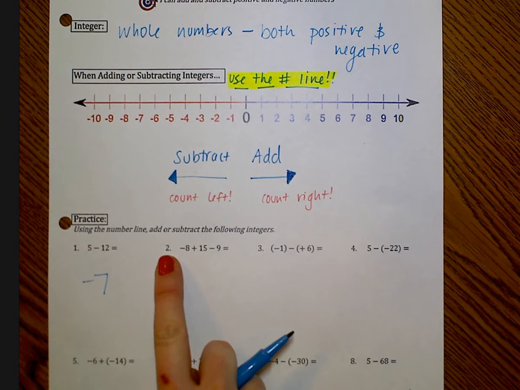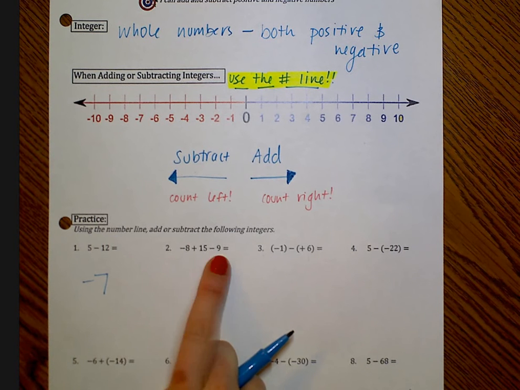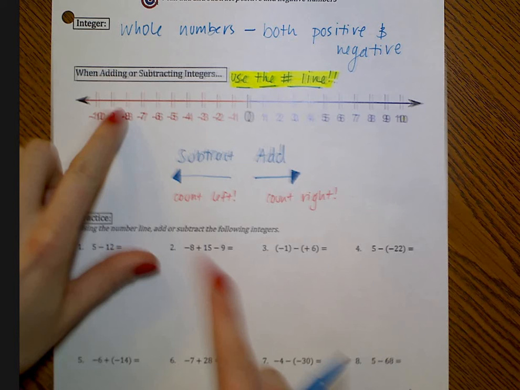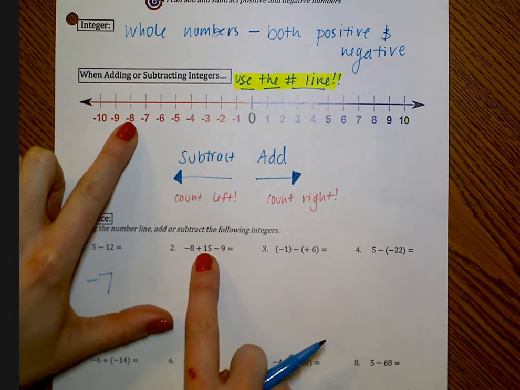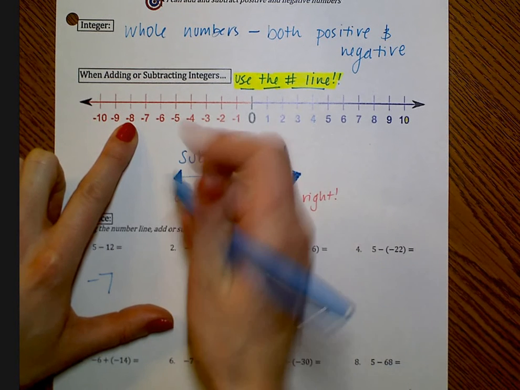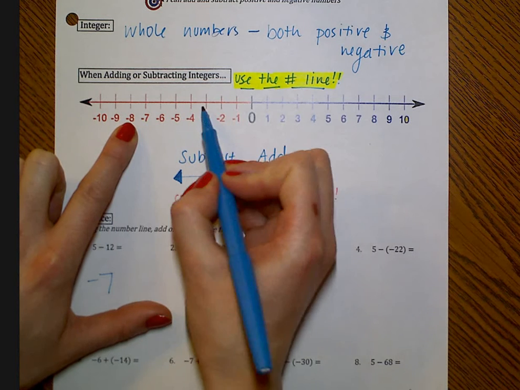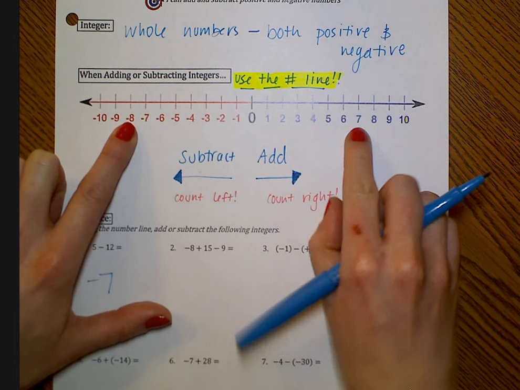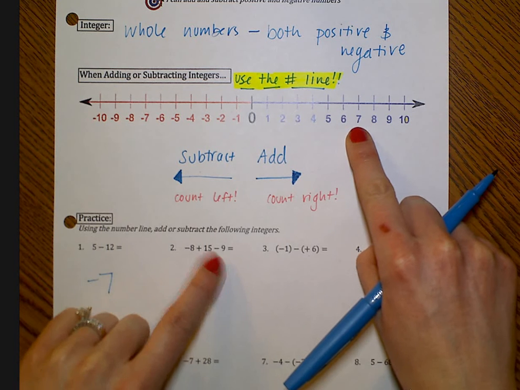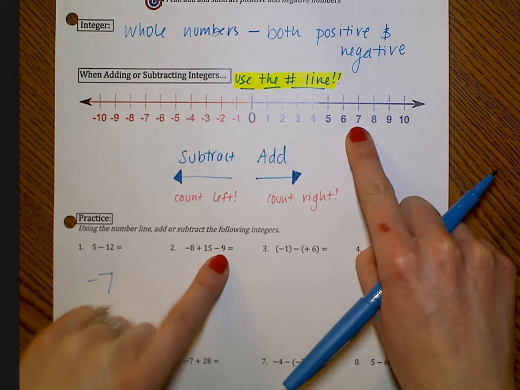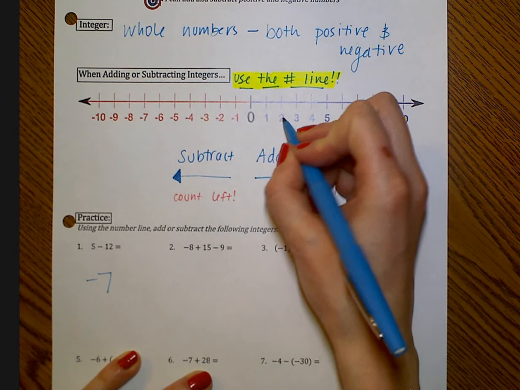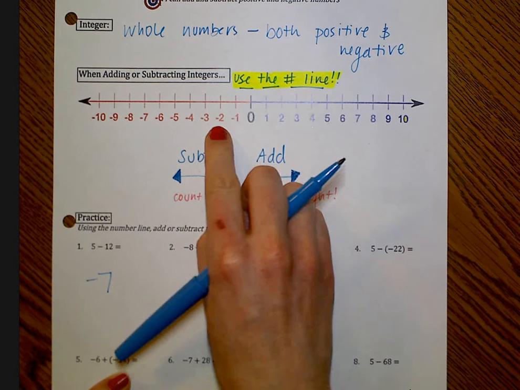Okay, number 2, I've got a couple of things going on here, but I'm just going to read it from left to right and start with -8. So that's here. The first thing I want to do is add 15. So I'm going to count to the right 15. 1, 2, 3, 4, 5, 6, 7, 8, 9, 10, 11, 12, 13, 14, 15. And that puts me at 7. Now I need to subtract, or count to the left, 9. 1, 2, 3, 4, 5, 6, 7, 8, 9. And that puts me at -2.